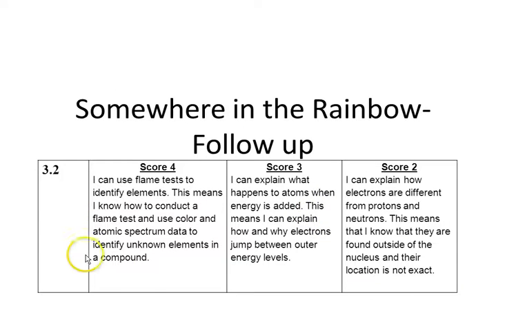And then also related to this lab is really score 4. Knowing how to do those tests that we did. They're called flame tests, which I'll talk about, and atomic spectrum data and what that means. Again, you saw all of these things in the lab. A lot of this, again, is also reviewed in the reading that was assigned. So again, please do that and answer those questions.